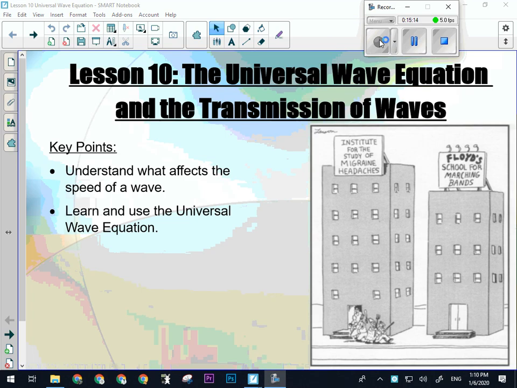Okay, so the universal wave equation and the transmission or traveling of waves. Okay, so what affects the speed of a wave? The medium. The medium in which a wave travels affects the speed of a wave.